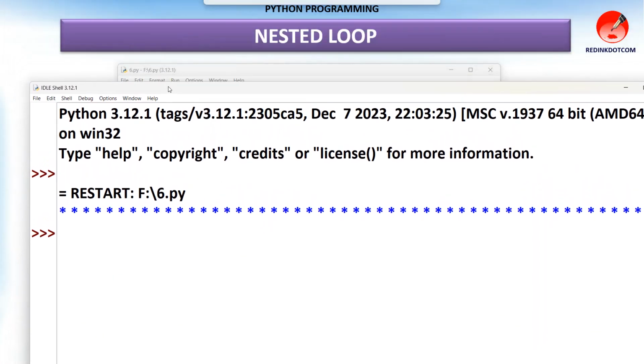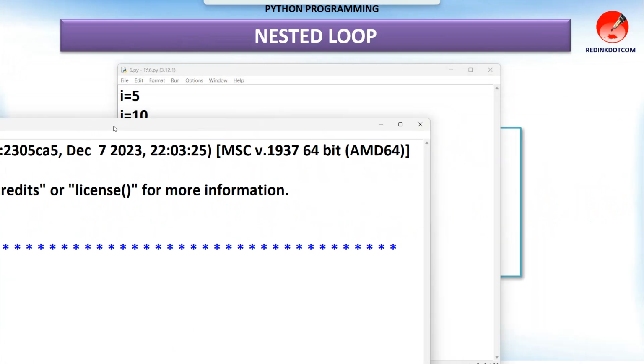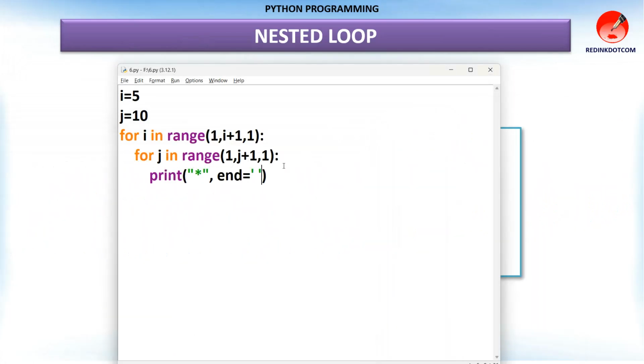Now the symbol is printed in a horizontal manner. The reason is that when I am not giving this value, your Python compiler automatically adds a new line at the end of every print statement. To avoid this, we can give blank spaces using this end parameter.